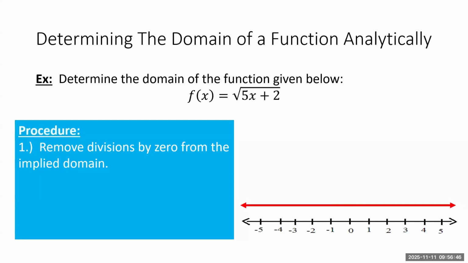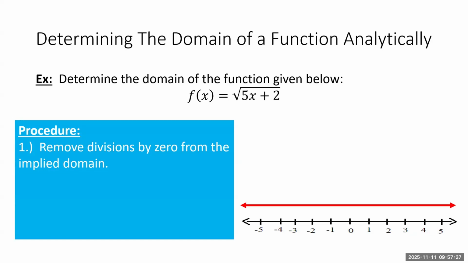Now what we're going to do is determine the domain of a function analytically. So here we have an example, and what we're going to do is determine the domain of the function given below. Our function is f of x, which is equal to the square root of 5x plus 2. We have a number line shown, and we have what's called the implied domain, which is all real numbers. We have a red line over our number line to signify that we are allowing for all things to be allowed for our domain for right now. And what we're going to do is restrict that based on values that we find to be illegal.